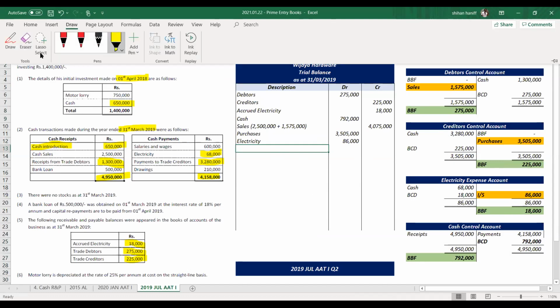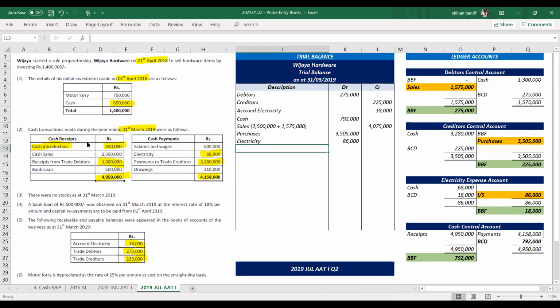Now in the question we have taken cash sales. These amounts are taken. Now let's take the capital. Capital is 1.4 million.